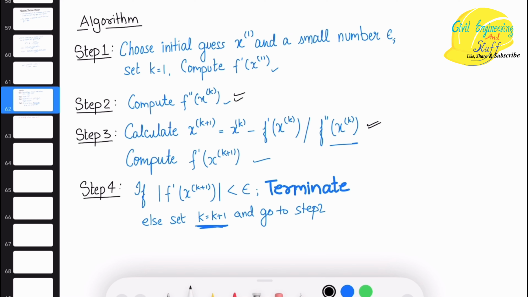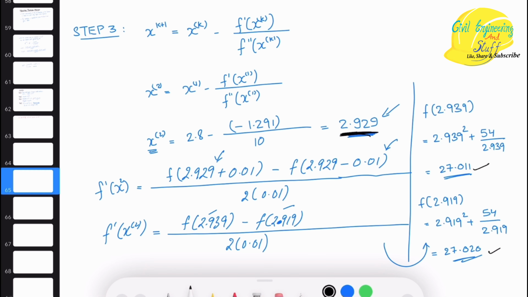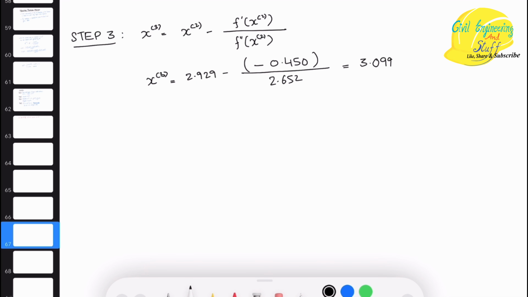And step 3 says that we have to find out the functional derivative of this point also, right? So we have to find out the functional derivative of 3.099, right? Try it yourself. What will be the formula and what will be the answer? Try it yourself. Okay, see if you have understood the concept or not. Alright, so let's see if you're right or wrong.